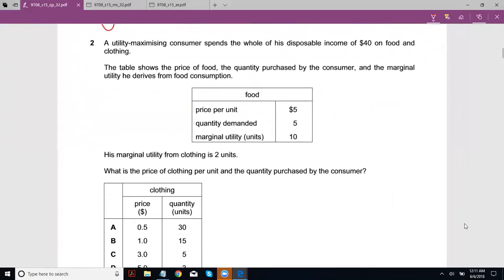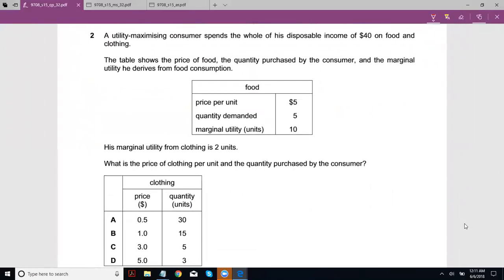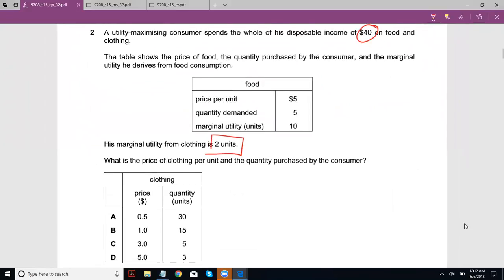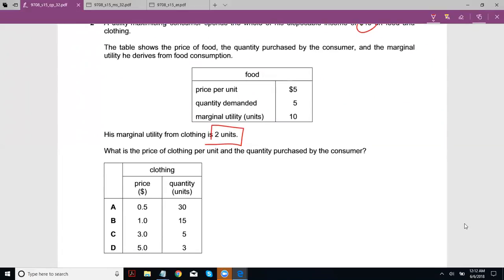Question 2. A utility maximizing consumer spends the whole of his disposable income of $40 on food and clothing. The table shows the price of food and the quantity purchased by the consumer and the marginal utility he derives from food consumption. His marginal utility from clothing is 2 units. What is the price of clothing per unit?